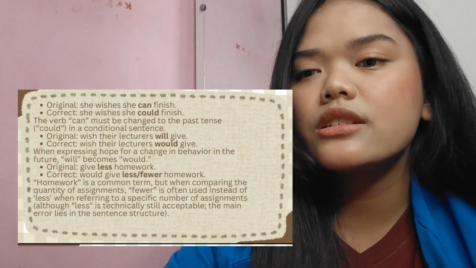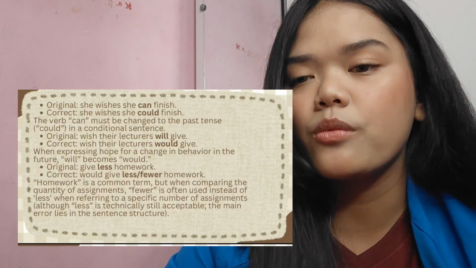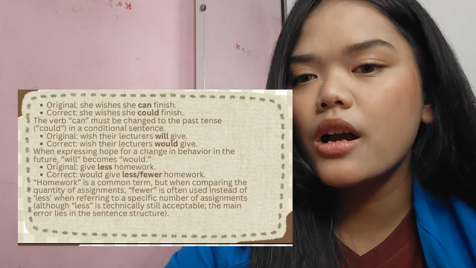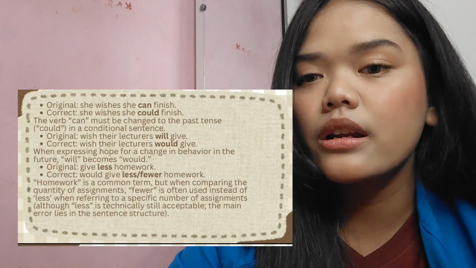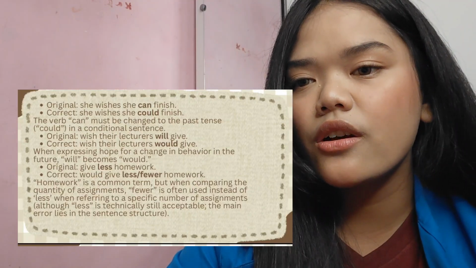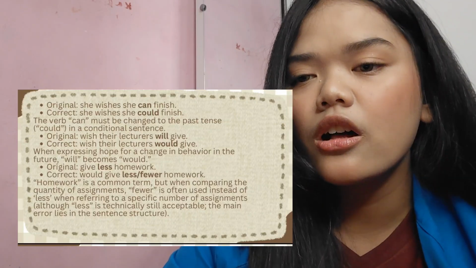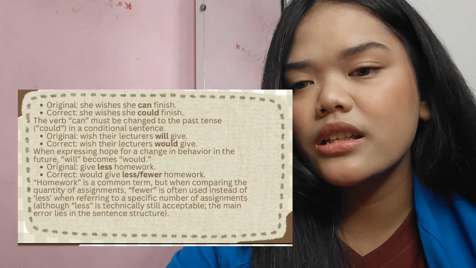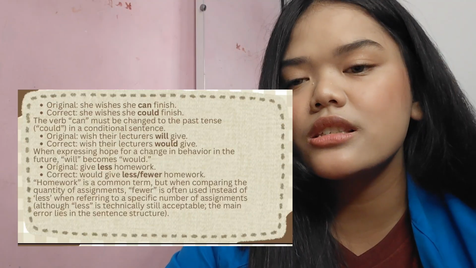Next is "give less homework." Correct: would give less or fewer homework. Homework is a common term, but when comparing the quantity of assignments, fewer is often used instead of less when referring to a specific number of assignments. Although less is technically still acceptable, the main error lies in the sentence structure.